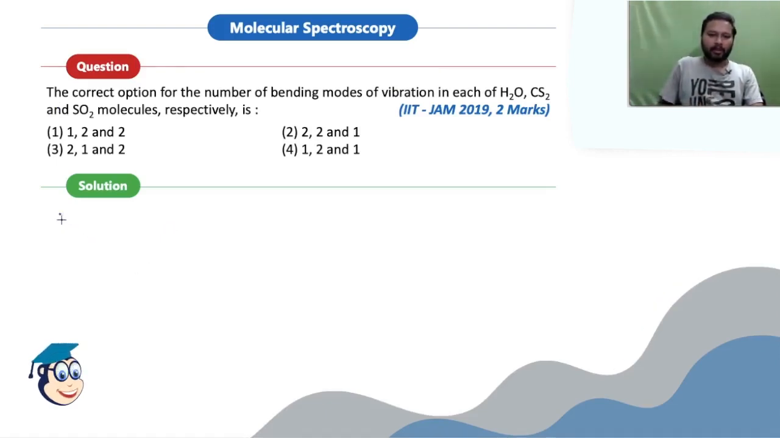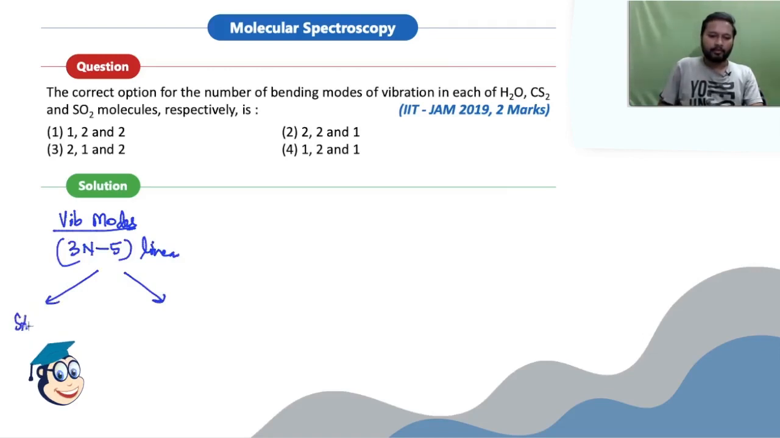So vibrational modes are given, for a linear molecule, by the formula 3n minus 5. That's the formula for your linear molecule. Now see, these vibrational modes can be of 2 types. They can be stretching mode, and the other one can be your bending mode. So you should know how many stretching and how many bending modes you will have. The stretching mode is n minus 1 and the bending mode is 2n minus 4.